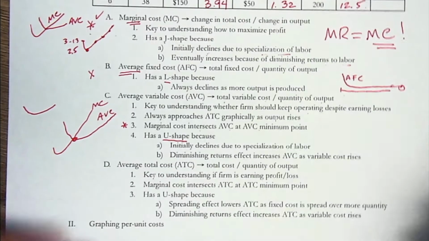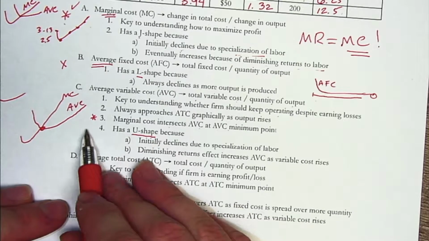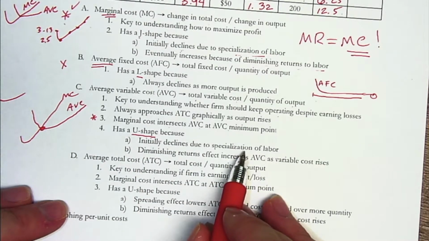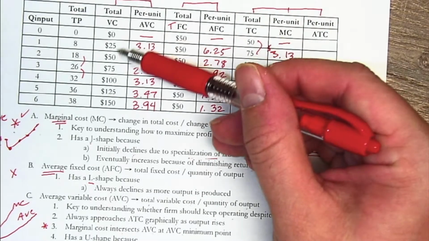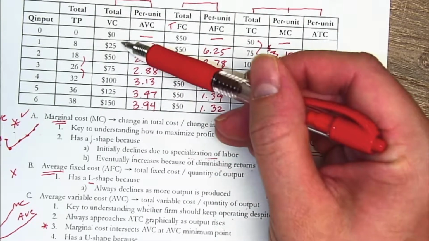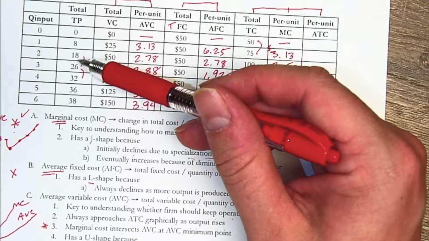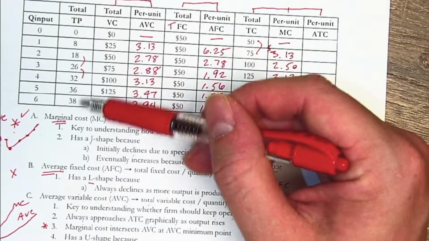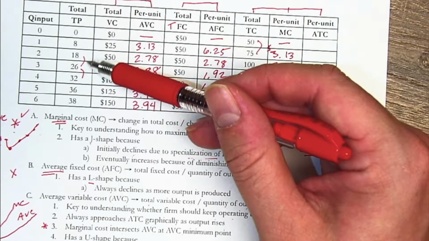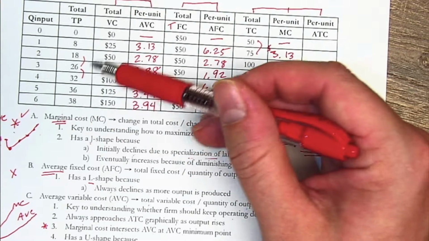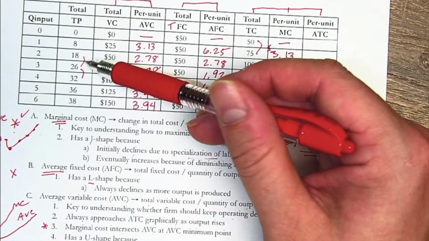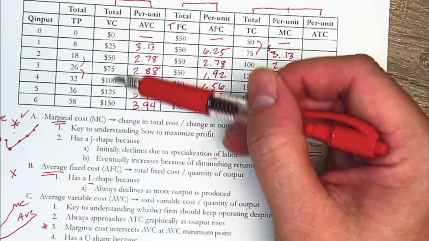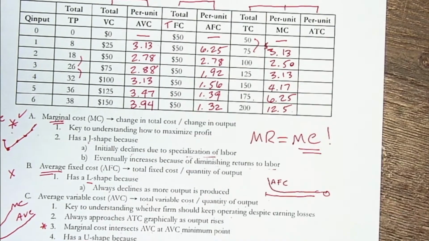Now, the reason that the AVC curve has that U shape is because initially it's going to go down because of specialization. You think what we're really doing is we're spreading out that variable cost over more units of total product. But at a certain point, the specialization is being outweighed by the diminishing marginal returns. And that's because of that fixed units of capital. So the variable cost is going to get higher and higher in an average sense.